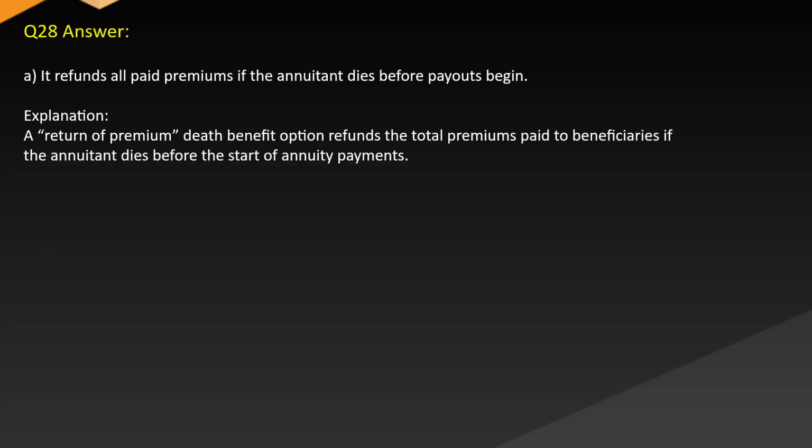Answer: A. It refunds all paid premiums if the annuitant dies before payouts begin. Explanation: A return of premium death benefit option refunds the total premiums paid to beneficiaries if the annuitant dies before the start of annuity payments.